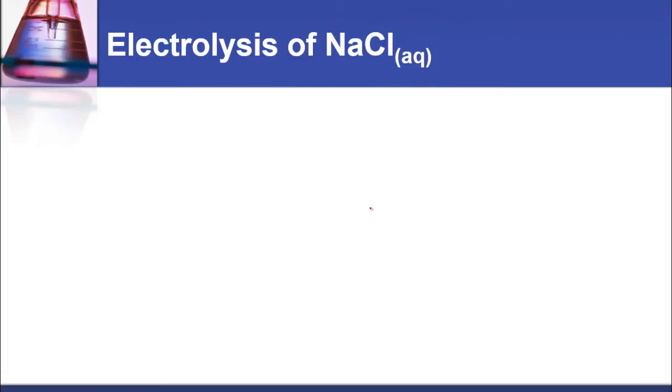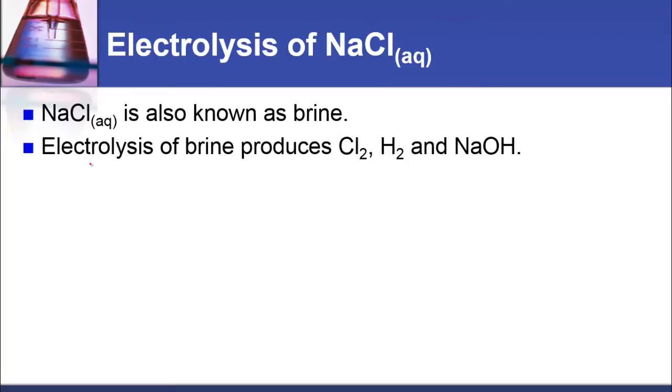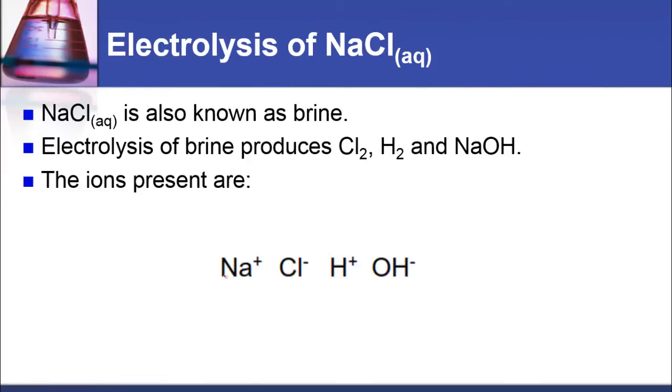Right, let's take a look at electrolysis of NaCl(aq). Sodium chloride solution is also known as brine solution. Electrolysis of brine produces chlorine gas, hydrogen gas, and sodium hydroxide. All these products have a commercial value. So what are the ions present? Well, now we have Na+, Cl-, H+, and OH-. So what you have to decide is which ion will be discharged.